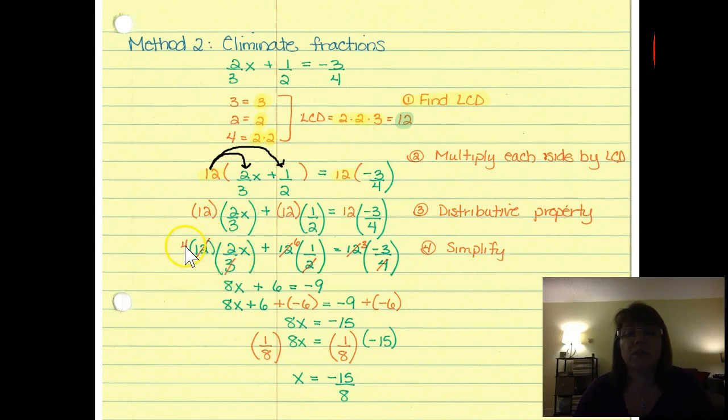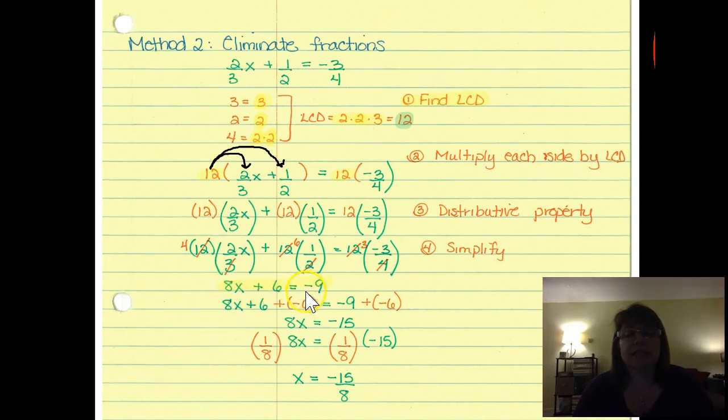3 goes into 12 4 times. 2 goes into 12 6 times. 4 goes into 12 3 times. So now my new problem is 4 times 2x plus 6 times 1 equals 3 times negative 3. This all reduces down to 8x plus 6 equals negative 9. No more fractions. It's the same exact problem as we started off with. It just looks different. That's all. It's the same exact problem.